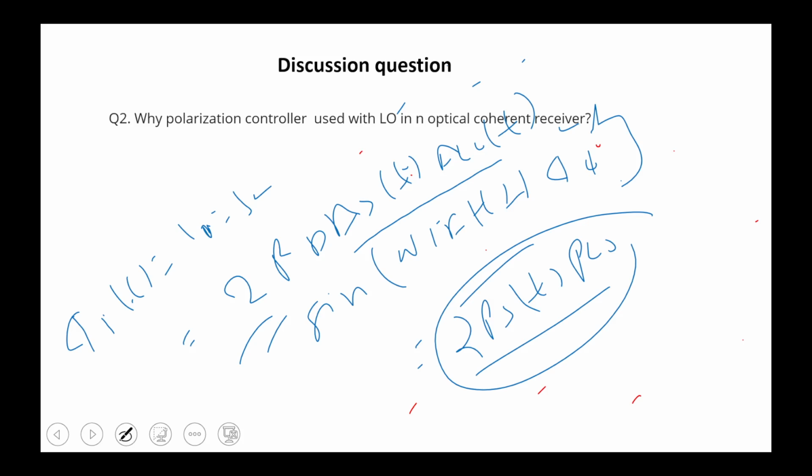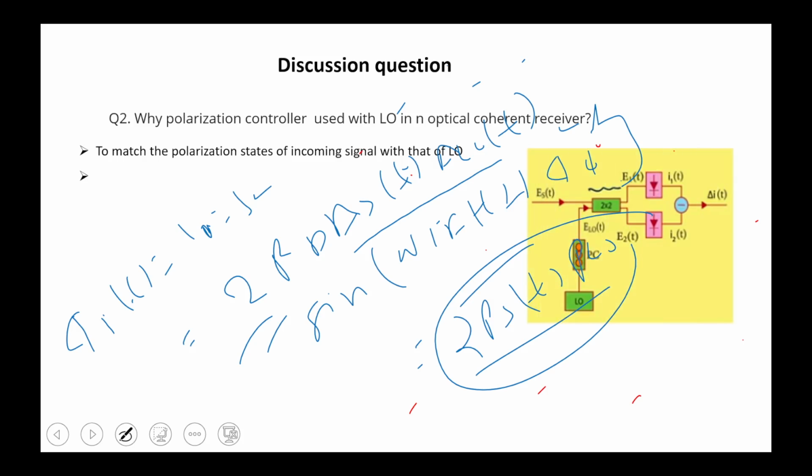Jagannath? Yes, sir. So why do we use the polarization controller? To match the state of the incoming signal with the local oscillator signal. If there is a phase difference, or if both signals are orthogonal, then we receive zero, because they cancel each other. So we use the polarization controller so they will be polarized with the same phase. This diagram I have already explained.